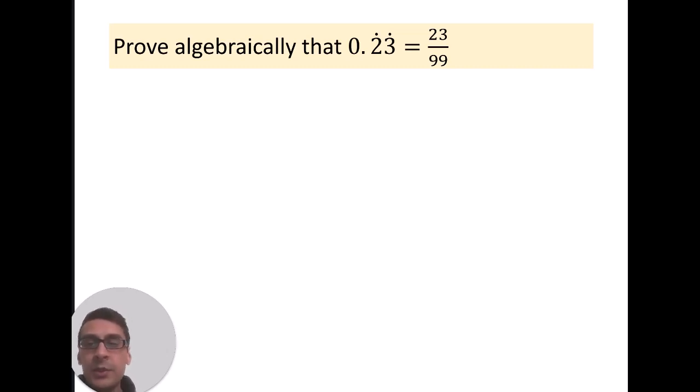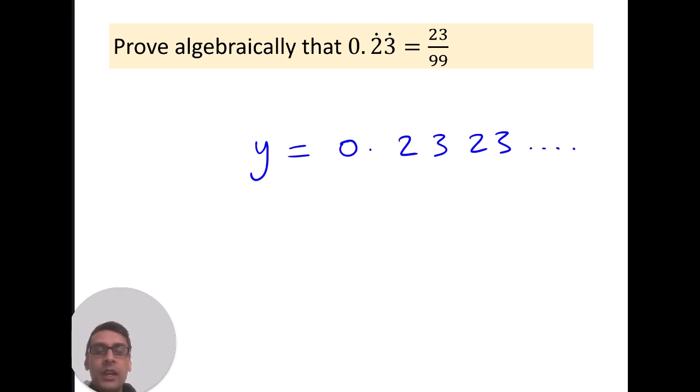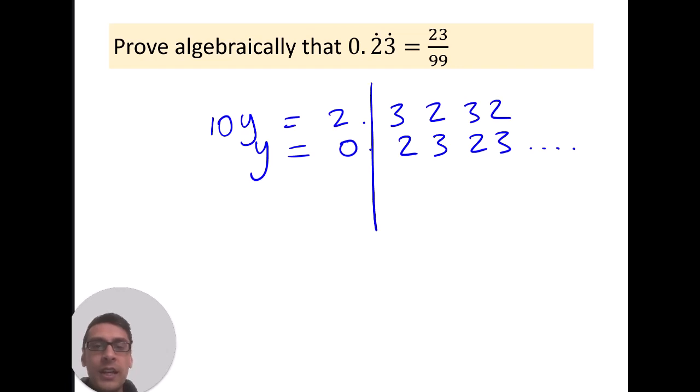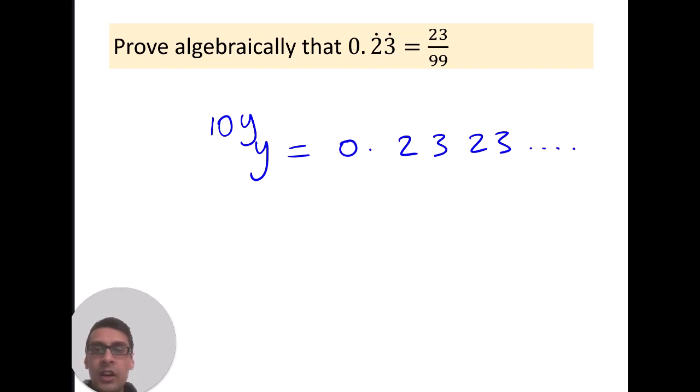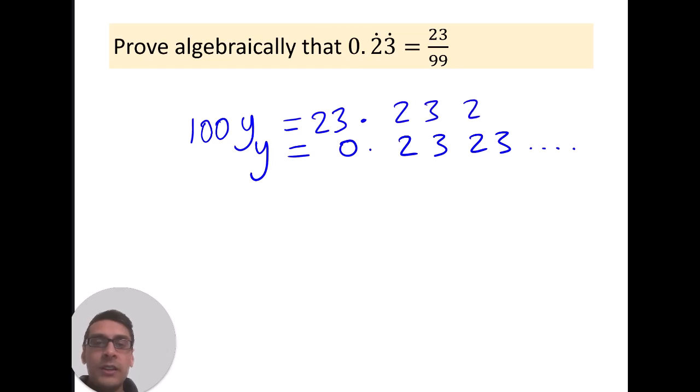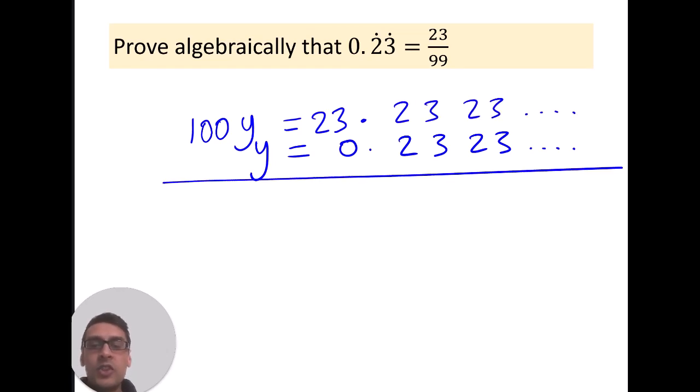Pick a letter, so in this case we're just going to pick y equals 0.2323 recurring. Now, I'm not going to use 10y because if I did use 10y, I'm going to get 2.3232, and you can see that does not line up very well. It doesn't cancel out. So instead, we're going to use 100y. So 100y equals, well, that would be 23.23 recurring.